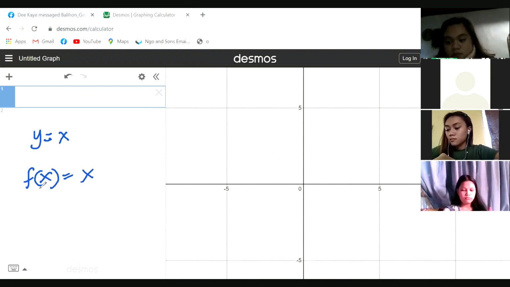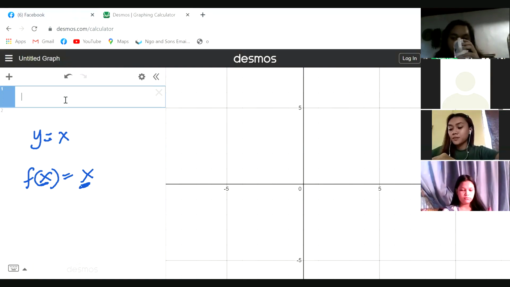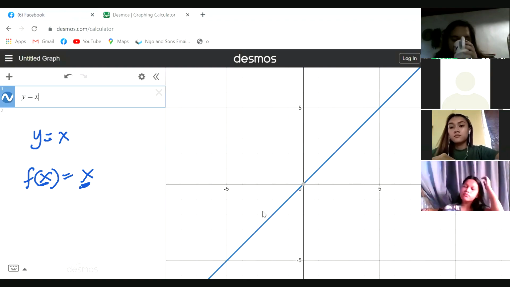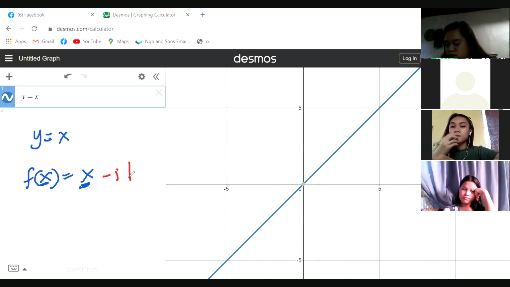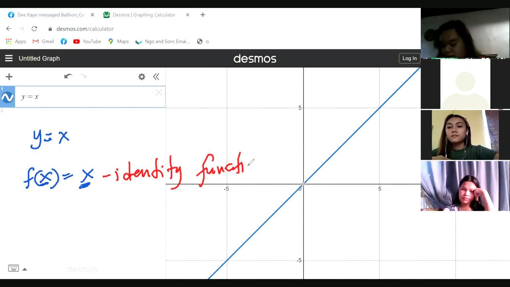So whatever is the input is the same with the output. And if you graph that one, if you look at it in Desmos, it will just align diagonally with your Cartesian coordinate plane. It is a straight line. Y equal to x will look like this. And this function is called the identity function. And the graph of your identity function is this line.